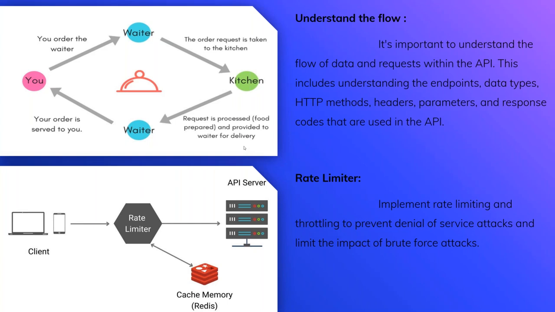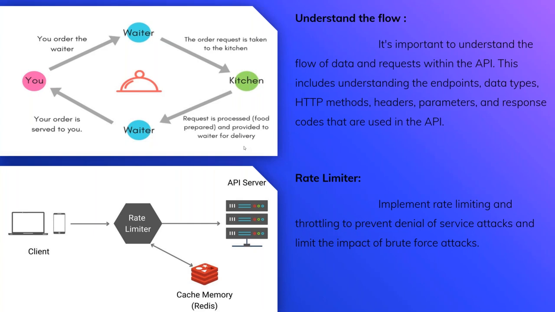To effectively test the security of an API, it's crucial to understand the flow of the data and the requests within the API. This includes comprehending the different API endpoints that represent specific resources or actions that the API can perform. Endpoints can be thought of as unique URIs, each representing a specific function or task that an API can perform. Understanding the data types used in the API, such as JSON and XML, and the methods used for making requests, such as GET, POST, PUT, and DELETE, is essential for comprehending the interaction between clients and the API server.